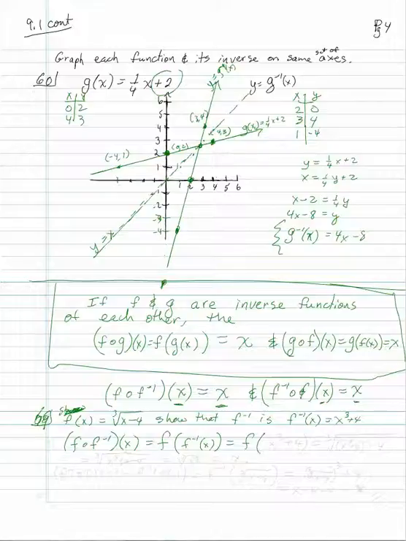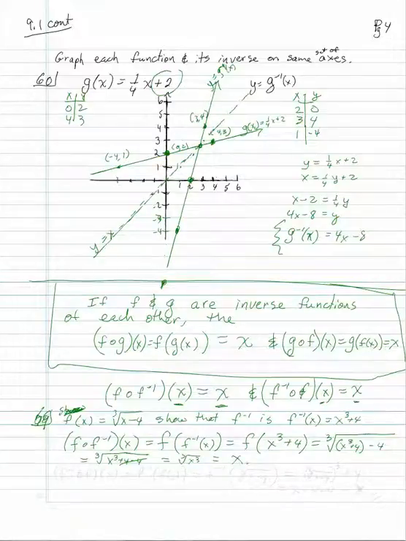So we put in the f inverse, which we're claiming to be x cubed plus 4, and we're going to plug that into f, which is cube root of x minus 4, which is going to give me cube root of x cubed plus 4 minus 4. The plus 4 and minus 4 cancel each other out. So that's cube root of x cubed, which is just x.